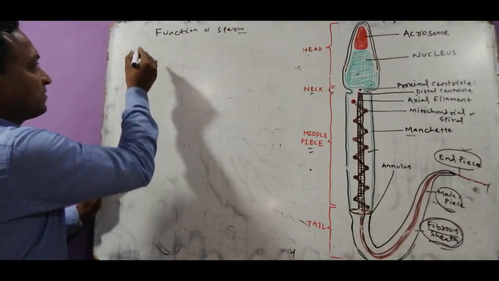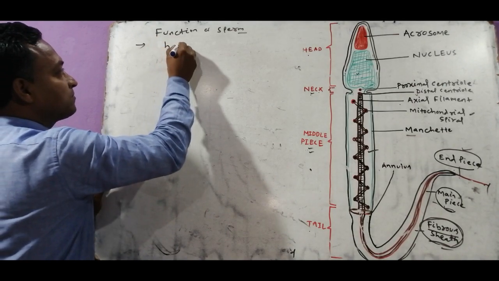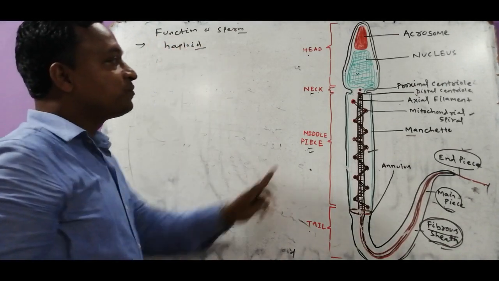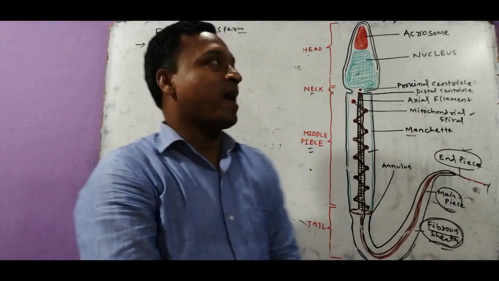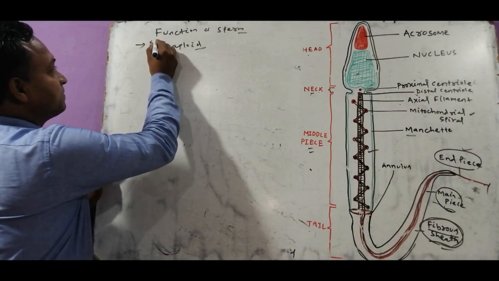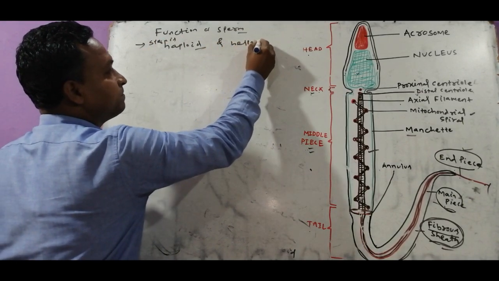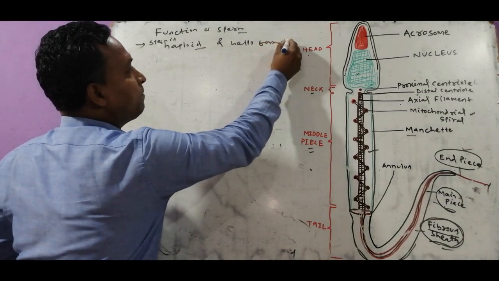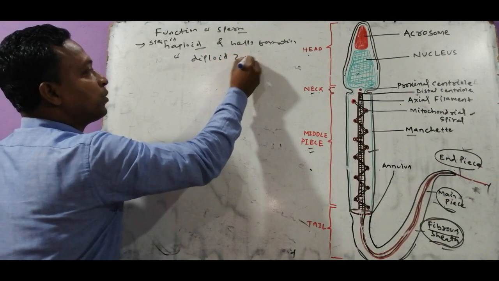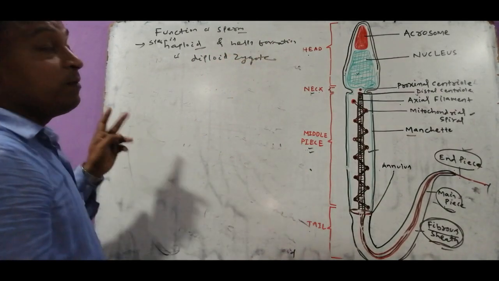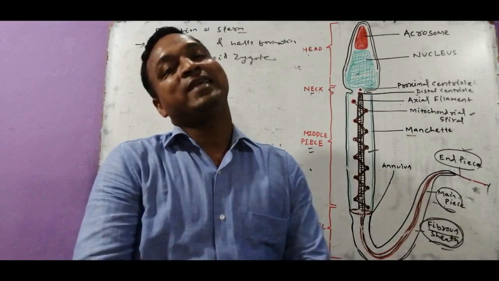The first point: the sperm is haploid, containing one set of chromosomes. So the sperm is haploid and helps in the formation of the diploid zygote.